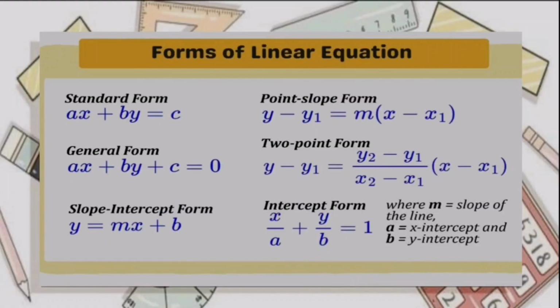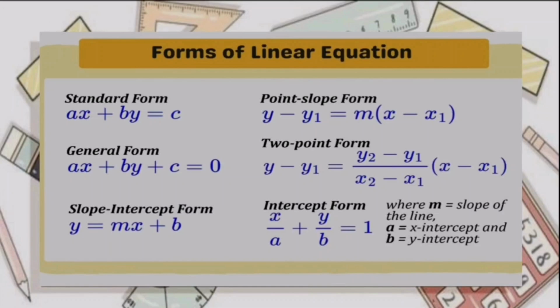The fourth one is point-slope form. The formula is y minus y sub 1 equals m times the quantity x minus x sub 1. The fifth one is 2-point form. The formula is y minus y sub 1 equals the quantity y sub 2 minus y sub 1 over x sub 2 minus x sub 1 times the quantity x minus x sub 1.